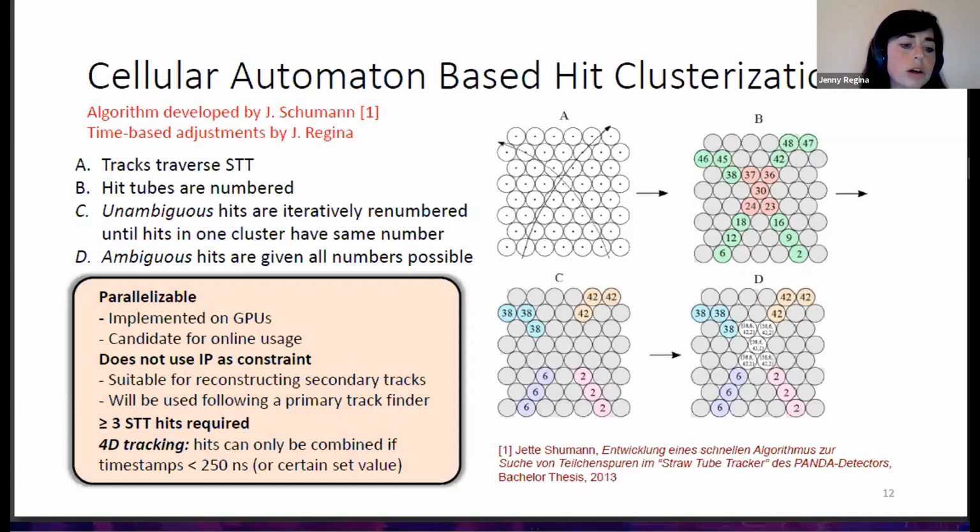And in the 4-dimensional tracking, which I mentioned, we add the timing constraint of the hits. So 2 hits can only be combined if the timestamps differ less than 250 nanoseconds or a certain set value. And I will show how the reconstruction efficiency depends on this value.